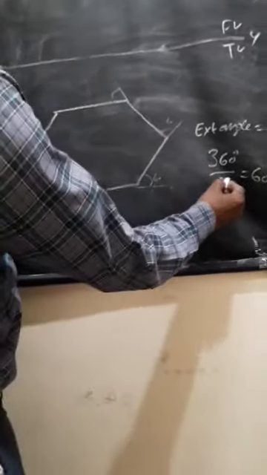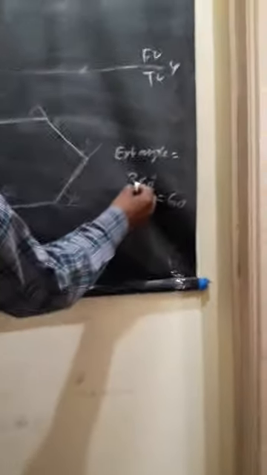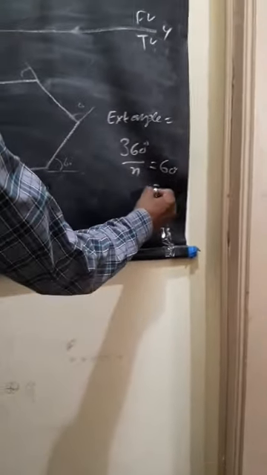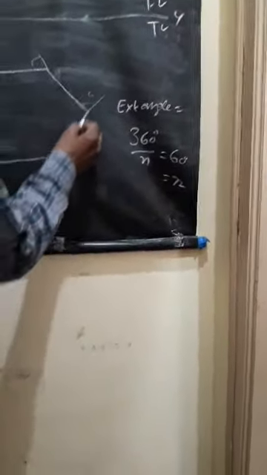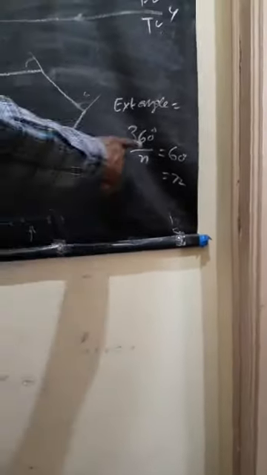This way. If it is a pentagon, then n is 5. 360 by 5 is 72 degrees for a pentagon. So take 72, 72, 72 like that. This formula is important. Use the exterior angle always for drawing any polygon. Okay.